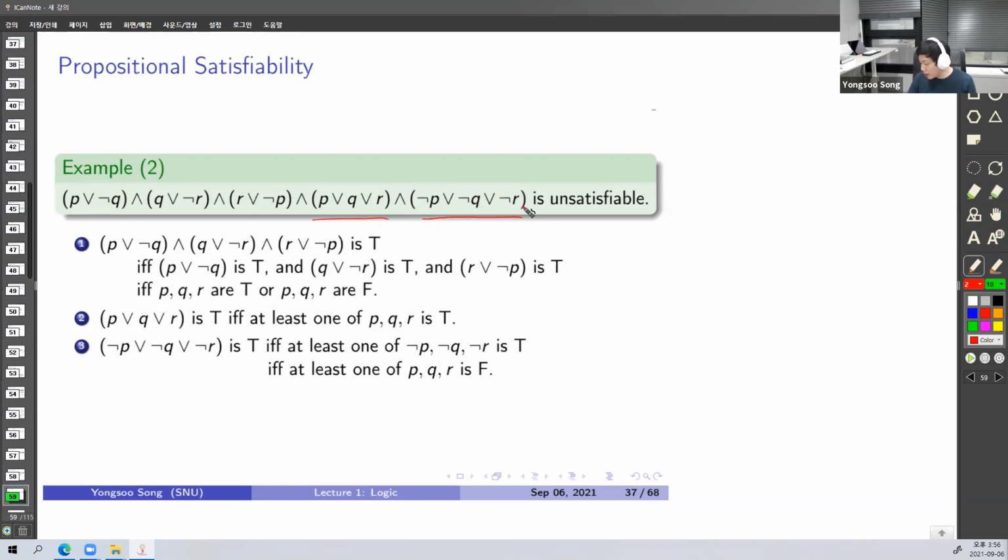Now let's look at this one. So if they are all true, then not P, not Q, not R are all false, and this building block, this proposition, becomes false. Otherwise, if P, Q, R are all false, then this one becomes false, and the whole proposition becomes false again. So we can deduce that this whole proposition always has the false truth value, meaning that this proposition is unsatisfiable.